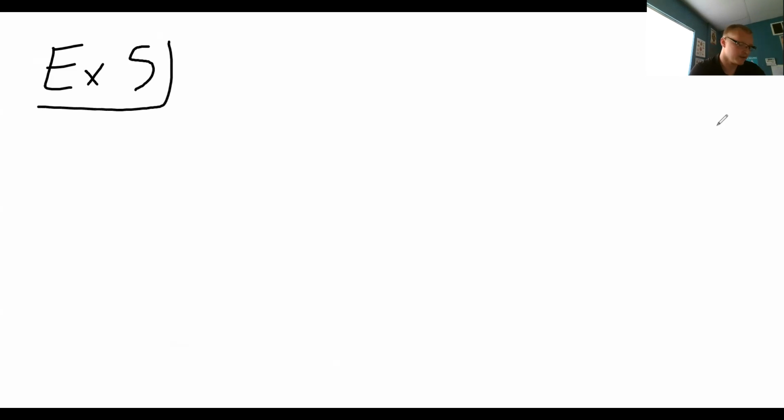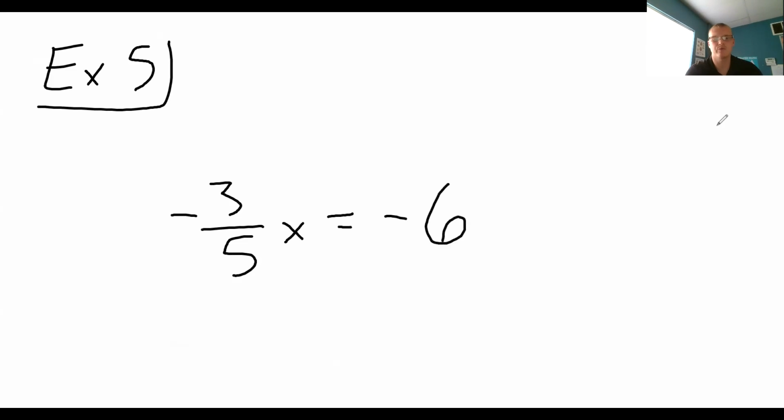Okay, example 5. So solve equations by multiplying by the reciprocal. Okay. So I have -3/5 x, and that equals -6. So Logan, what am I going to do here to get x by itself? Divide it or multiply it by the reciprocal.